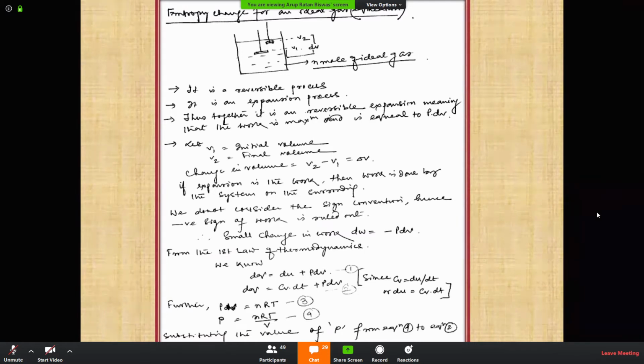Now, as I have written it, it is a reversible process, and we have taken a reversible process, and it's an expansion process. Accordingly, if expansion is done, the work is done by the system on the surroundings. We do not consider the sign convention, hence the negative sign of work is ruled out.